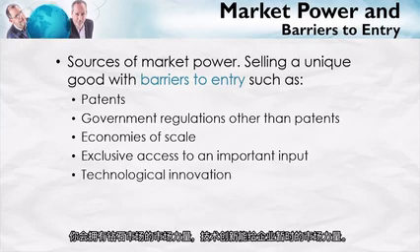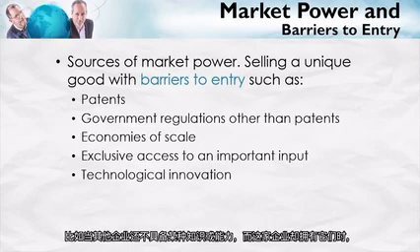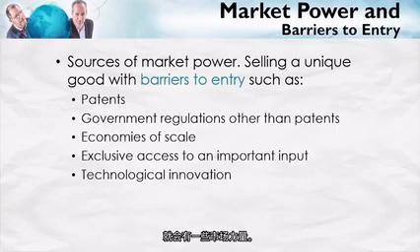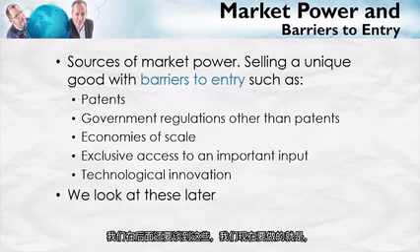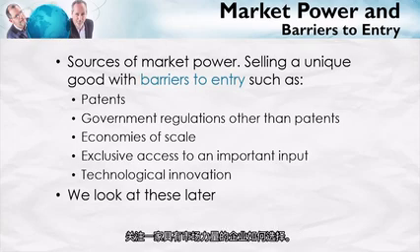Technological innovations can give a firm temporary market power. A firm with knowledge or abilities that other firms don't yet have will have some market power, for example. Now, we'll say a little bit more about these later. What we want to do now is to focus on how a firm with market power chooses to set its price. What is the profit-maximizing price?